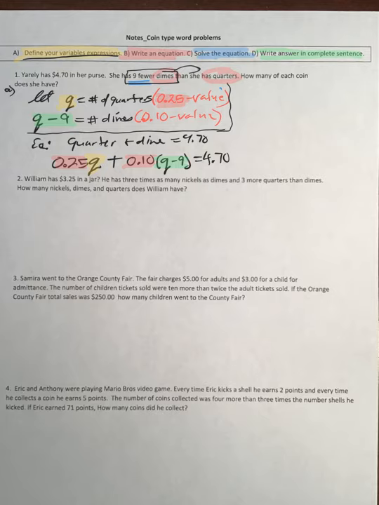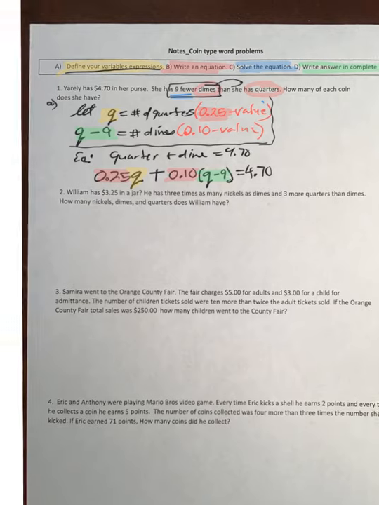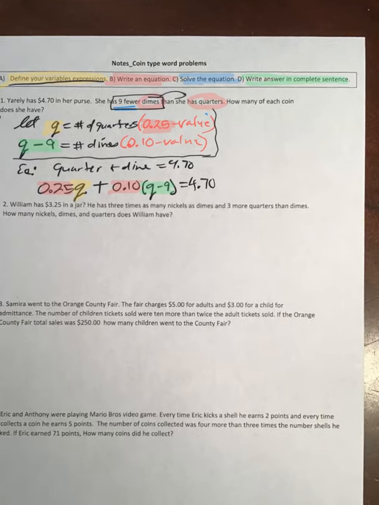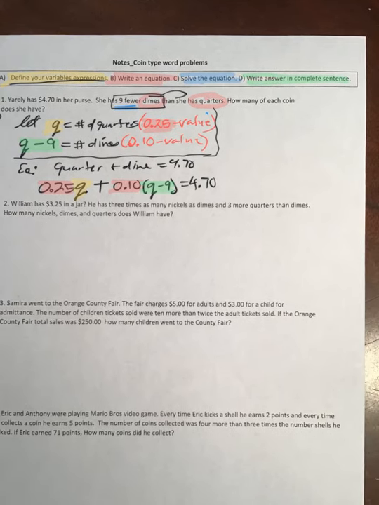So I'm going to need some more room. So let's pick this over. Oops, I don't know how much room I'm going to have. So I'm going to rewrite that. And so I got 0.25Q plus 0.10 times Q minus 9 equals 4.70.